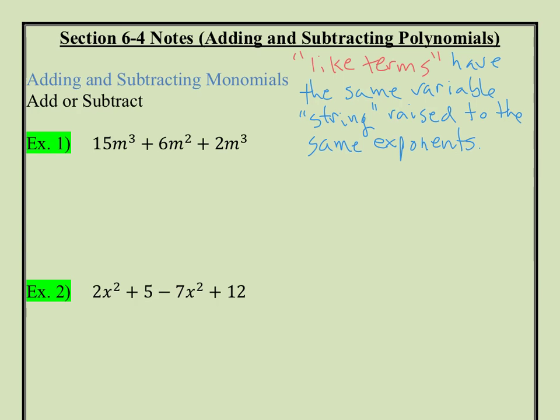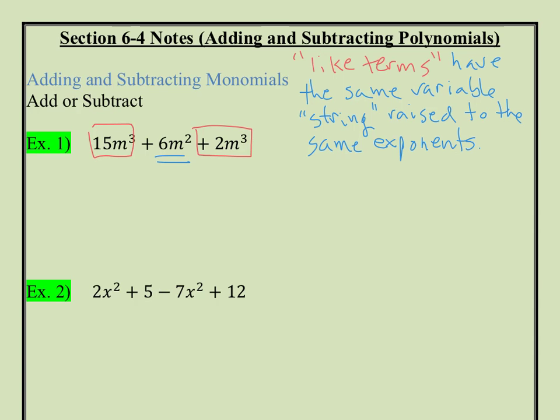They all look like apples, but they are different. And so what you've got to do is determine which variables are raised to the same exponents. So these two terms both have m's and they're both raised to the same exponent. So 15m to the third and 2m to the third are like terms, whereas the 6m squared is not like those, so it is not like the others.